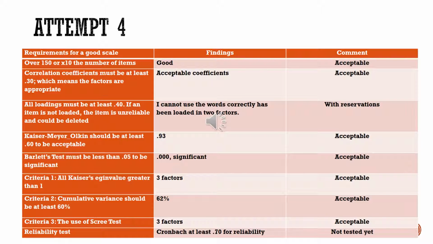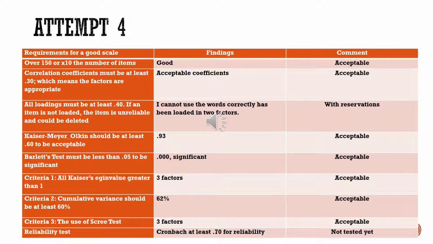Since there is one item which is unreliable in our third attempt, we need to reanalyze the data again. So remember, this is our fourth attempt already, and we have deleted so far 4 items over there. So in our fourth attempt, there is a problem with regards to one item again, because this item has been loaded into 2 factors. It means that when it's loaded within 2 factors, the item is unreliable as well. So we have reservations with that.